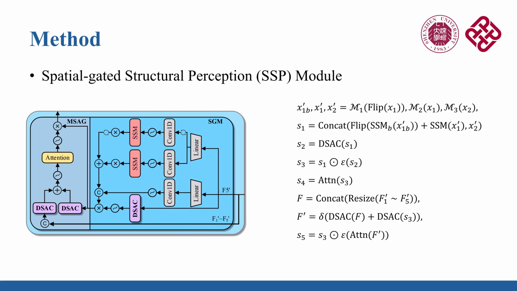Then, we use a gating mechanism to reweight the Mamba features with the spatial structural information obtained by DSAC. In this way, Mamba can perceive vessel spatial structures while performing long-range modeling. Finally, self-attention is applied to further enhance the long-range dependency modeling capability. In addition, for the SSP at the bottleneck, we replace self-attention with MSAG. MSAG uses the multi-scale encoder features enhanced by BSF to guide the deep features, enabling the model to further focus on vessels of different scales at the highest semantic level.